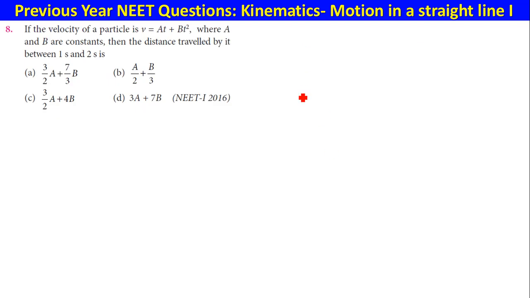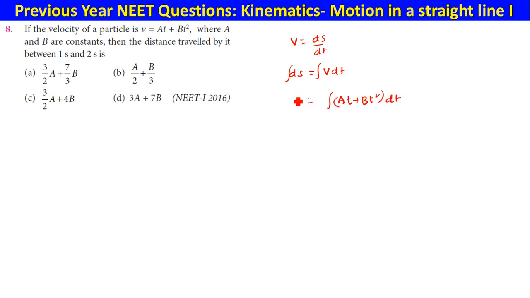Now, if the velocity of a particle v is equal to at plus bt square, where a and b are constants, then the distance traveled by it between 1 second and 2 seconds is. So a very easy question. Basically he has given velocity and he is asking about distance, isn't it? So v is equal to ds by dt, that you know. From this I would like to apply the variable separable method. ds is equal to v dt. Integrate on both sides. What is v here? V is nothing but at plus bt square into dt.